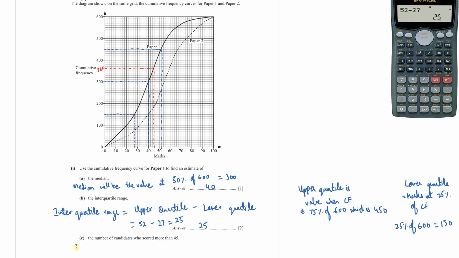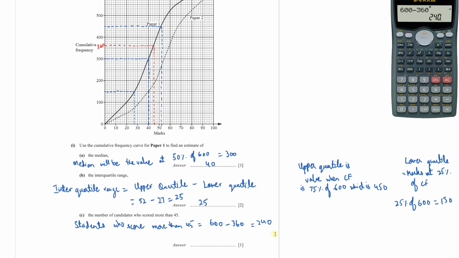So students who score more than 45 will be 600, which is the total number of students, minus the number of students who score 45 or less. So that number is 360. So let's see, 600 minus 360 is 240. So 240 students score more than 45 marks.